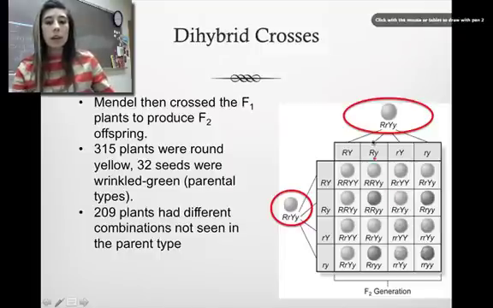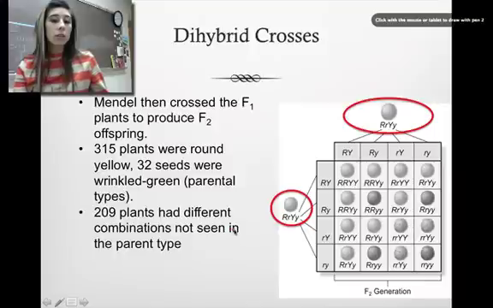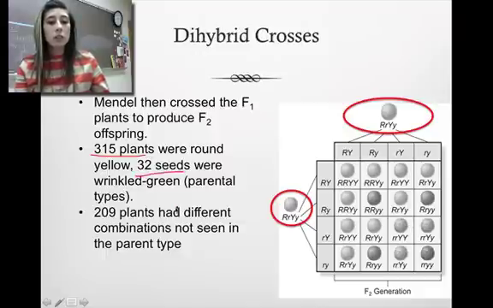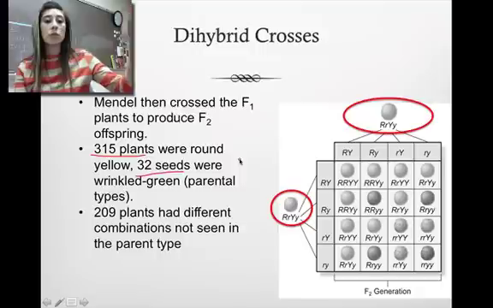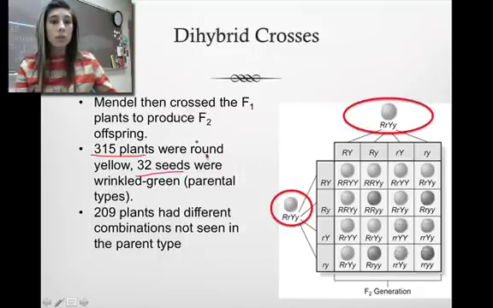Now what if I take that F1? The F1 in the previous dihybrid cross was heterozygous for both, and I crossed them together. What Mendel ended up seeing was he saw 315 plants were round yellow, 32 seeds were wrinkled green, and these were the parental types. These were the original ones from a couple slides ago. These were the very first.